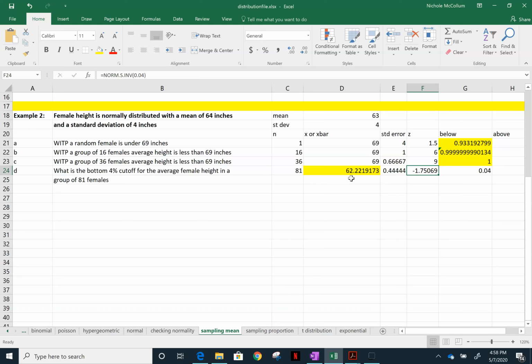Why did I put 0.04 in here? Because norm S inverse looks for area below. In a bottom 4%, the area below is 4%. If it was top 4%, I would have used 96. But because it's below, I'm looking at bottom 4%. That's an important distinction. Now that I know the Z value, I can work the transformation Z formula backwards to find the sample average I'm looking for.